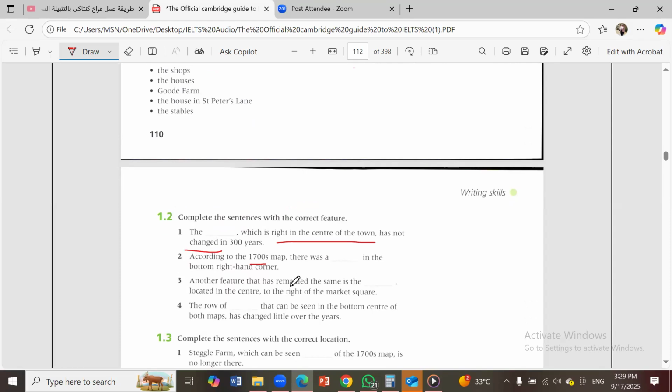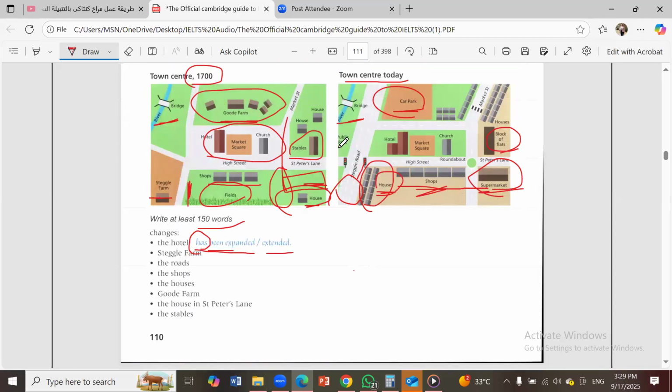Another feature that has remained the same, and located in the center, to the right of the market square. To the right of the market square. Church. Yes, the right, not the left. The church. The hotel, it changed, by the way. It's on the left side, and it changed. It became double. They increased it, yes, another building.